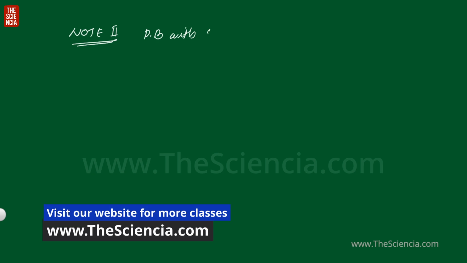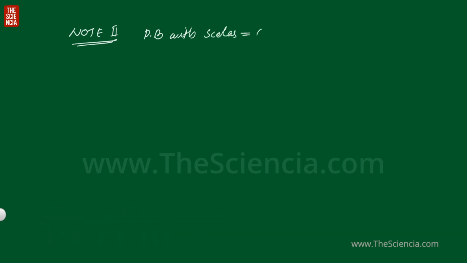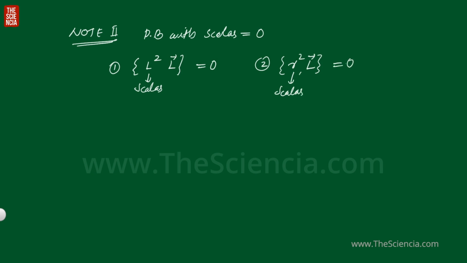Now, the Poisson bracket with a scalar is equal to 0. I tell you, if we take a Poisson bracket of L square and the L vector, L square is a scalar, then we get it equal to 0. And in another case, if you take the Poisson bracket of R square and the L vector, here R square is a scalar quantity, then again we get this equal to 0. I will give you a little explanation.